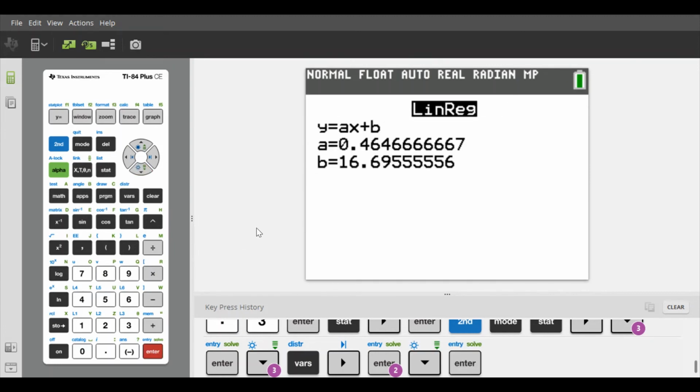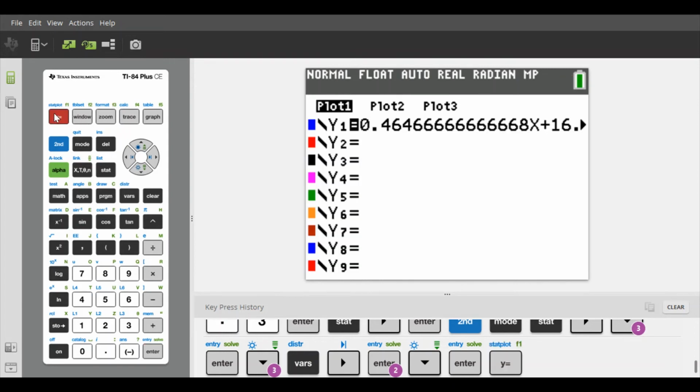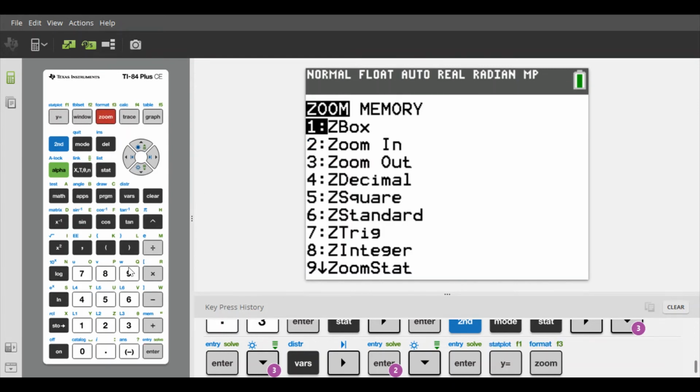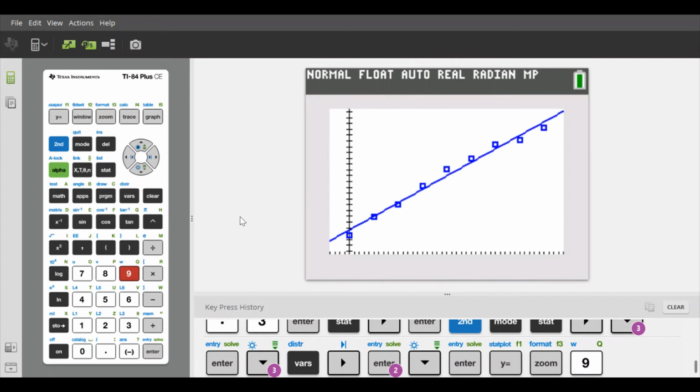Y equals 0.465x plus 16.696. Okay. Now, it's stored in my Y1, which is good. I'm going to do zoom stat so I get a good look at it. There it is. We need to use that model to predict the percent of U.S. adults with diabetes in 2027, which we determined to be year 17.